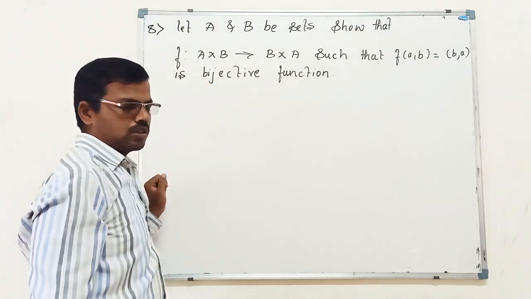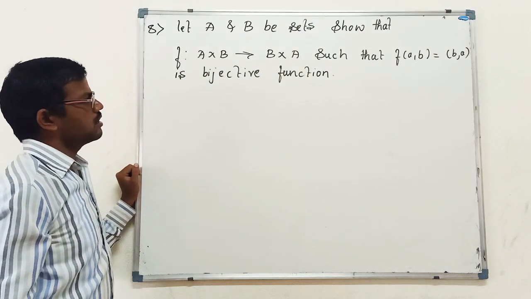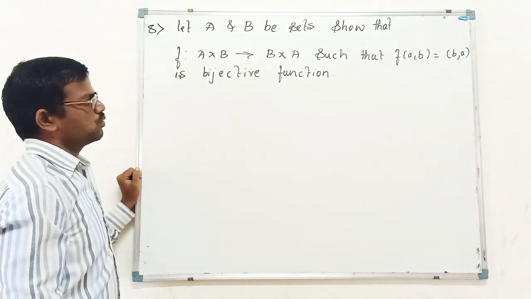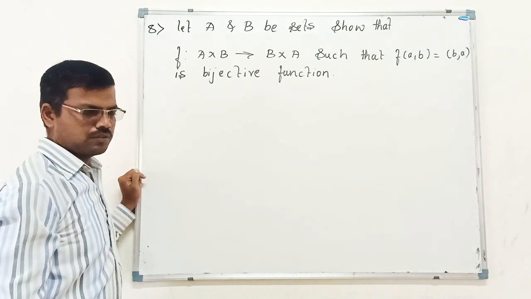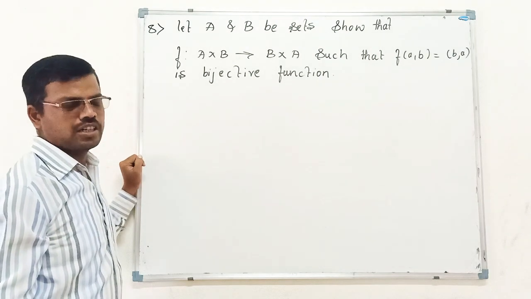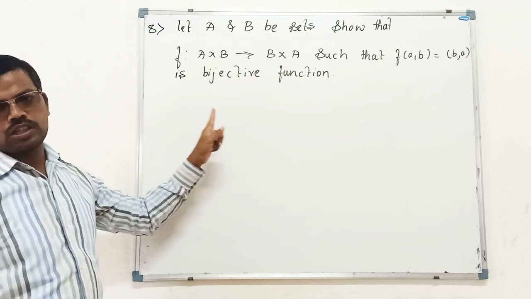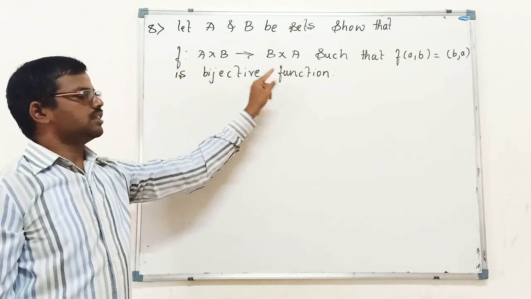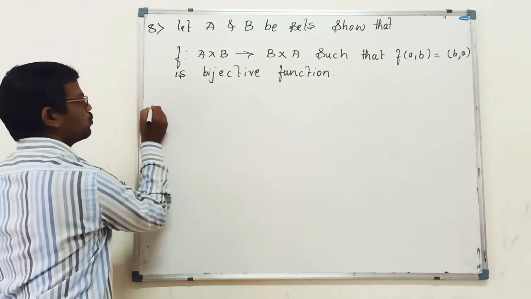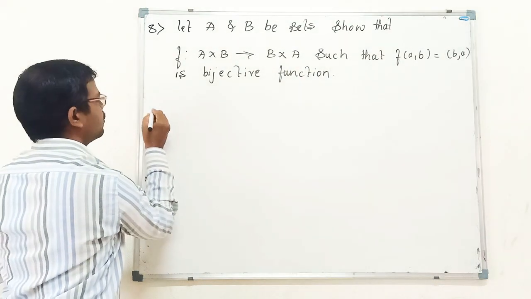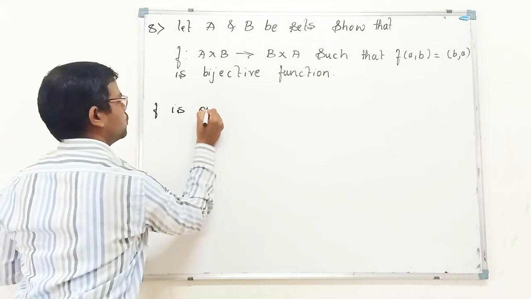A function should be one-one and onto, then we can say it is a bijective function. First we have to show it is a one-one function. Next we have to find out it is an onto function. If any function is both one-one and onto, then it is a bijective function. So first we show that f is one-one.